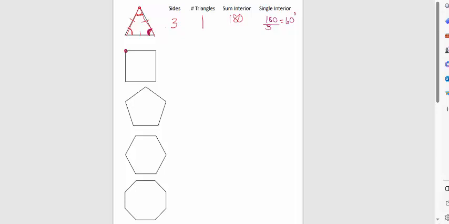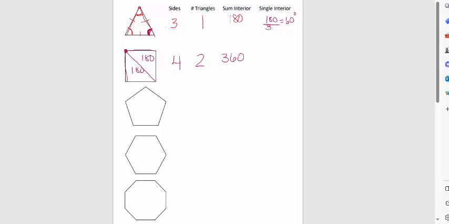So for this square, if we start in one corner and go to the other corners, we can see that it had four sides and we got two triangles. So this is 180 and this is 180. So altogether that adds to 360 degrees.